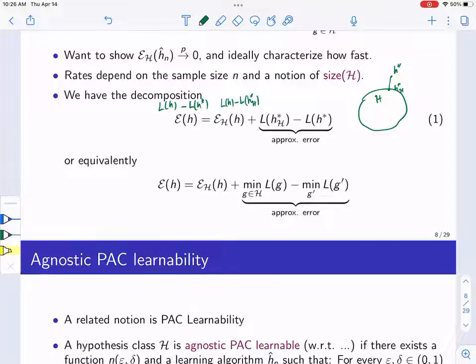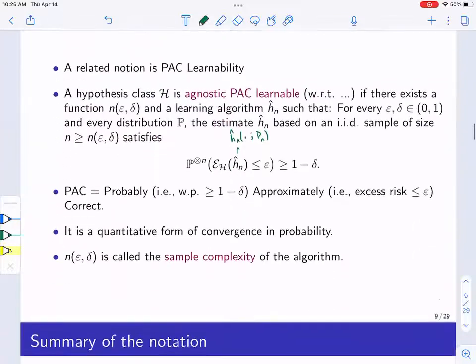If you unpack this, it says that the probability that this is bigger than epsilon goes to 0. This is saying exactly the same thing, but more quantitative. You can specify a given epsilon and a given delta, and then it gives you a sample size, how big n should be. If you rearrange it, the probability that this is bigger than epsilon is less than delta, which is exactly like the formulation of consistency. So I would say this is a quantitative form of convergence in probability.